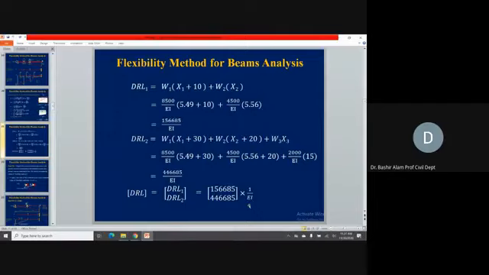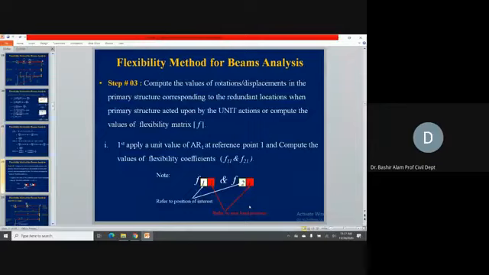Now, the compatibility equation was involving 4 parameters. One was DRS, which we found in step number 1. One was the AR, which we declared unknown in step number 1. Another was DRL, which we found in this step number 2. The only parameter left now is the flexibility coefficient value, which we are going to find in the third step. So the third step is coming now.